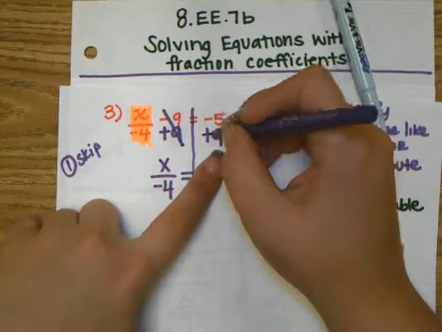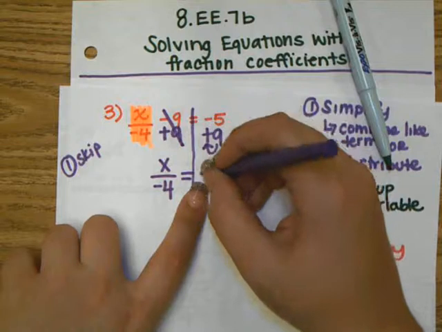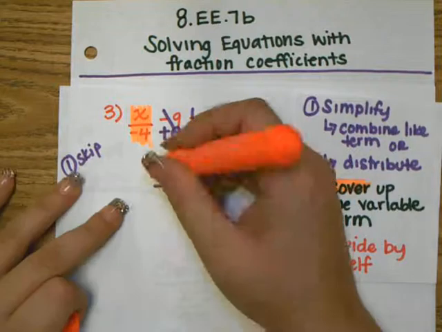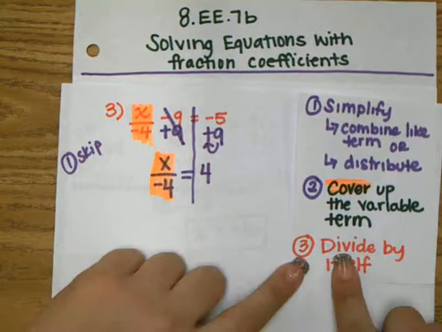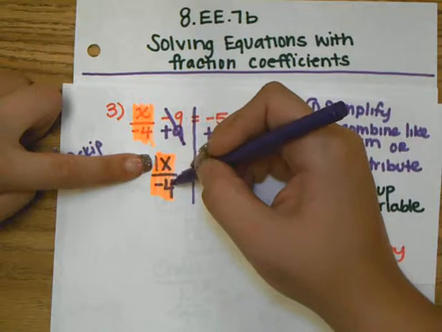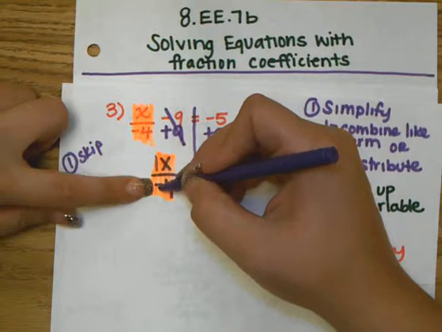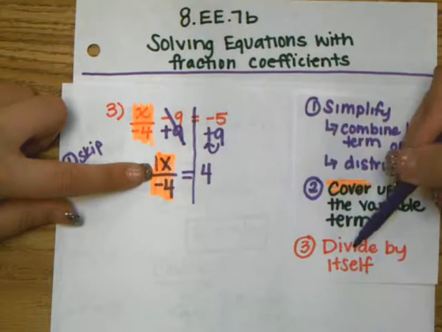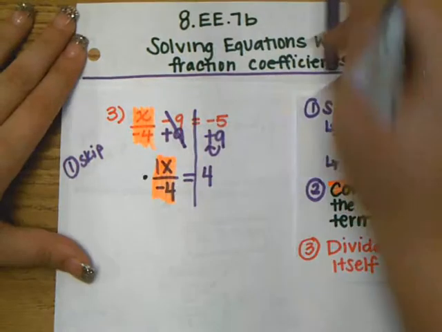Whatever we do to one side, we have to do on this side. These are different, so we're going to subtract. 9 is bigger, so positive 4. Then, once this is all by itself, we need to divide. But because this is a fraction, because this is 1/4 here, okay, and then a positive divided by a negative is a negative. So this is like a negative 1/4 in front of the variable.